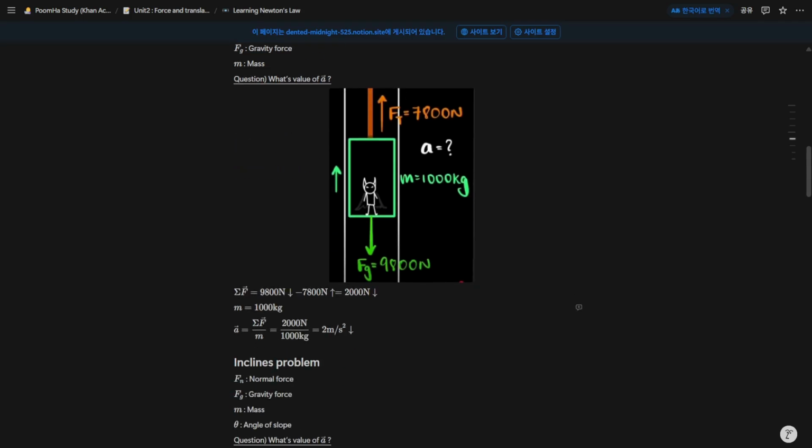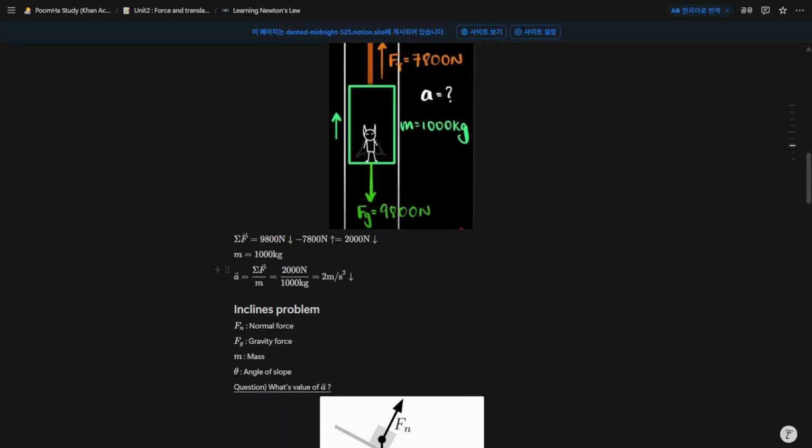The tension force direction is upward and its magnitude is 7,800 Newtons. The gravity force direction is downward and its magnitude is 9,800 Newtons. There is no other force except these forces, so the net force is 2,000 Newtons downward. The mass is 1,000 kg. By Newton's second law, the acceleration is 2 meters per second squared downward.